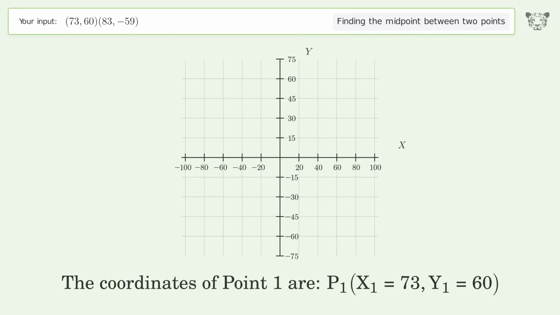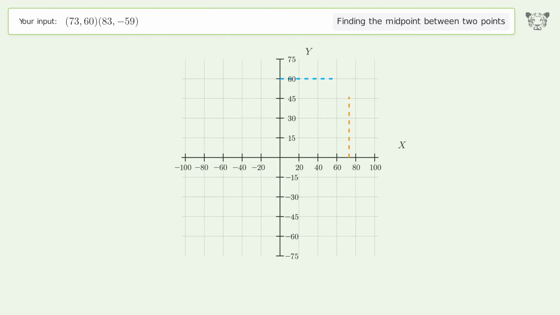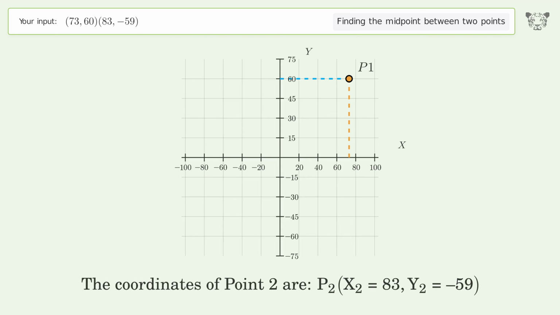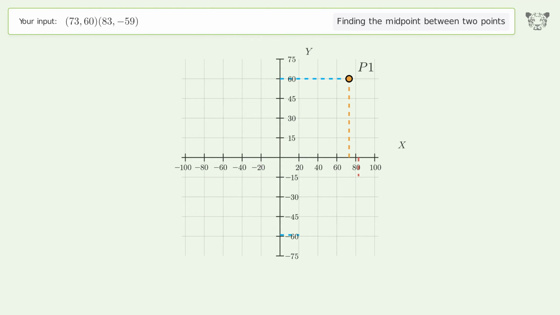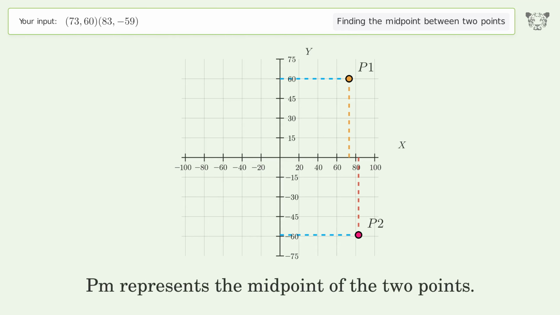The coordinates of point 1 are x1 equals 73, y1 equals 60. The coordinates of point 2 are x2 equals 83, y2 equals negative 59. PM represents the midpoint of the 2 points.